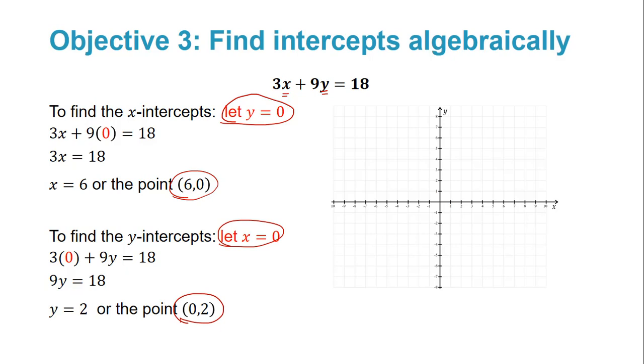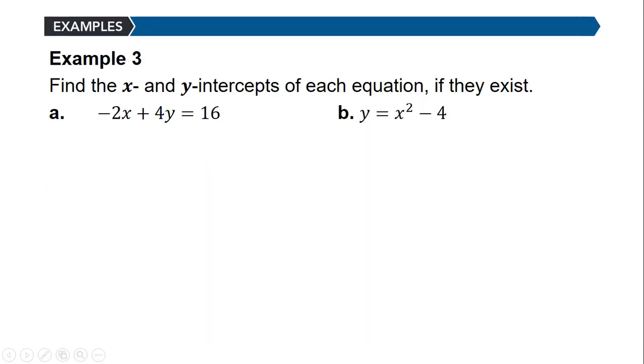And then for this particular equation, if we know those 2 points, 6, 0, and 0, 2, we could actually get the graph of that because this is a linear equation in 2 variables. Again, we'll talk about this in more detail later, but knowing 2 points is sufficient. We could draw the line through those 2 points to get the graph of the equation.